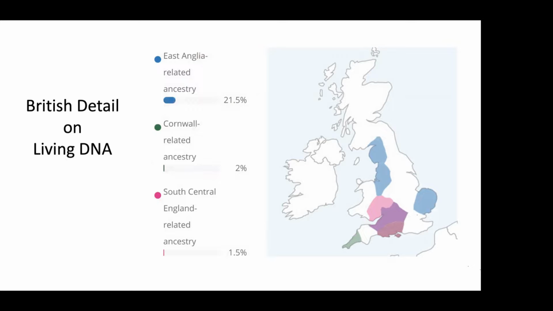As I said before, Living DNA is a British company, and their unique strength is breaking down British ancestry into subregions. Here are the top regions for my wife. Her biggest category is East Anglia related, which is marked on the map in blue.